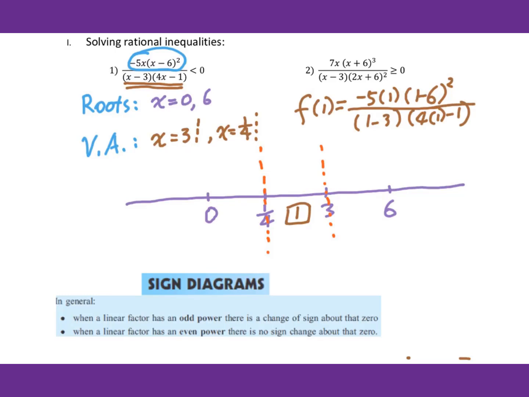Then check the sign. -5 means negative, 1 means positive. (1 minus 6) squared is positive. 1 minus 3 is negative. 4 times 1 minus 1 is positive. So we got a positive, which means the interval including 1 has a positive sign.